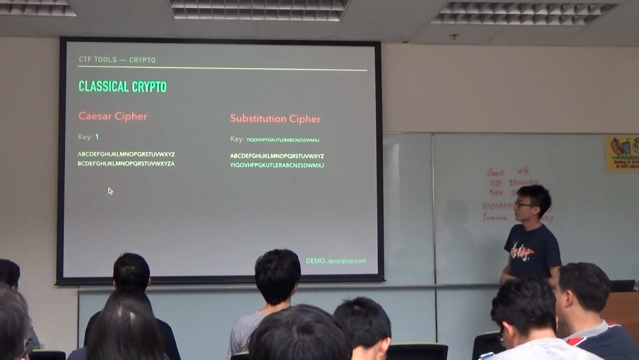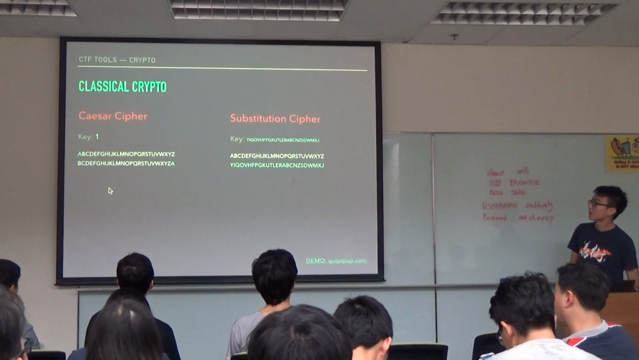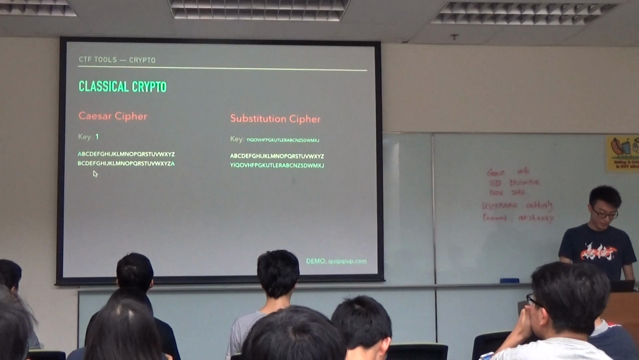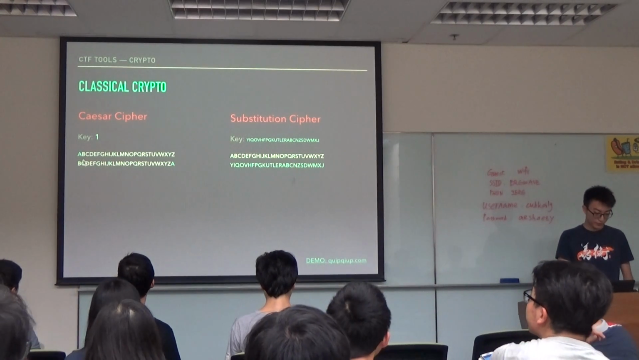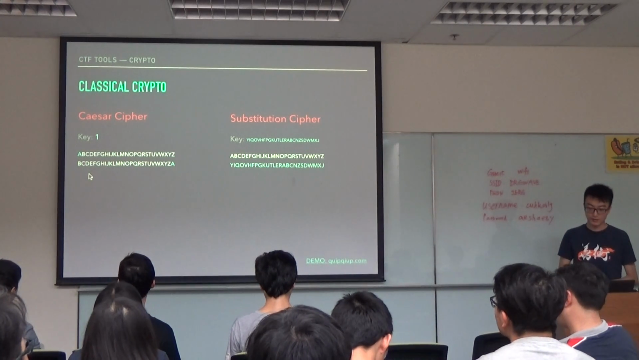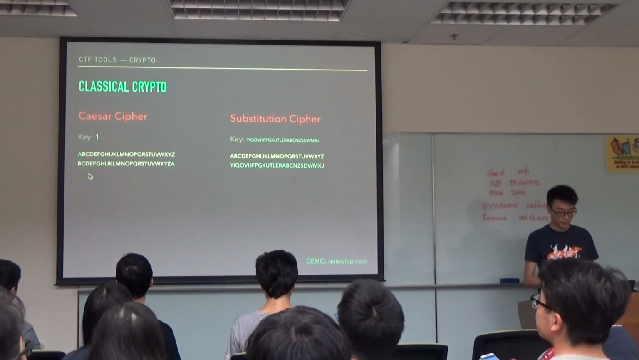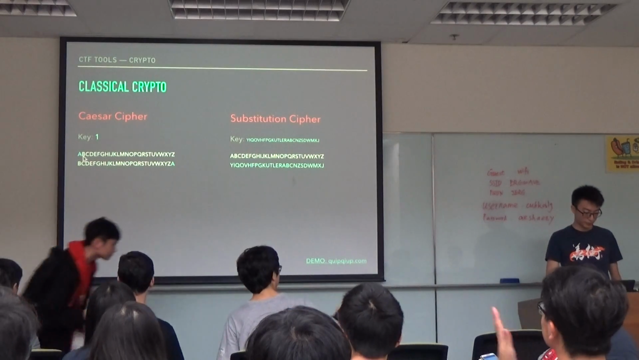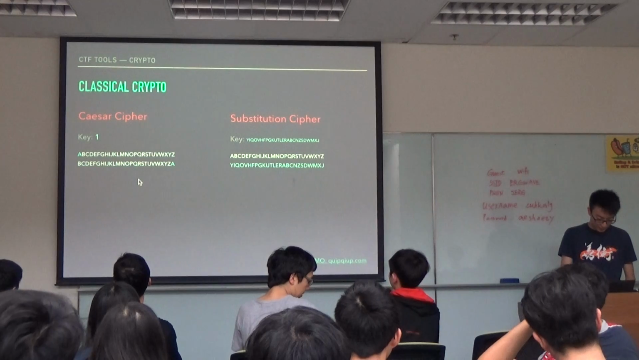The key of this cipher is just a number between 1 and 26. For example, if it's 1, it means that every letter is shifted by one letter. If you find an A in the clear text, to encrypt it, you just substitute it with B, and if you find B, you substitute it with C, and so on and so forth.